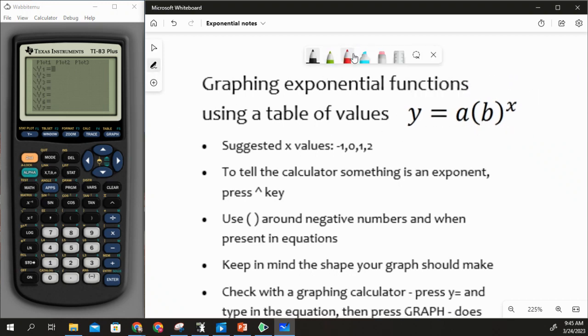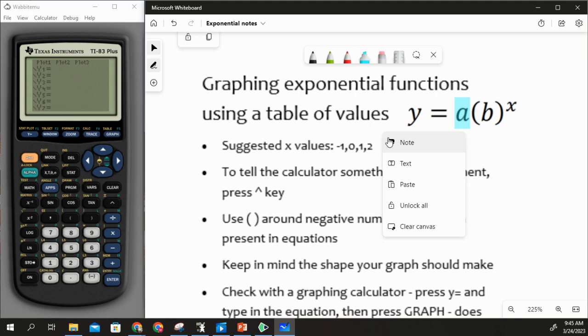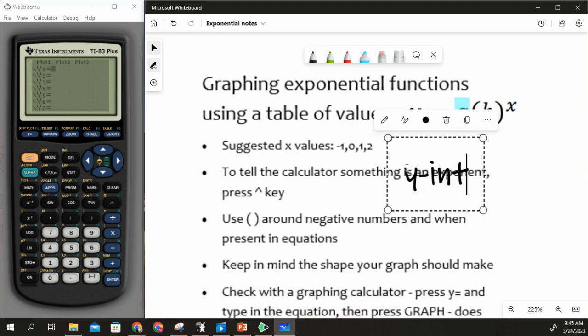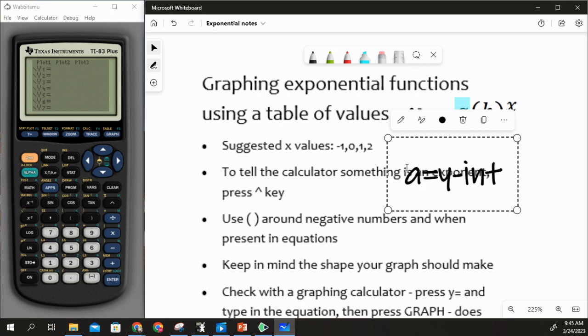So, first off, we got this letter here in the front, A. Let's just highlight that. Let's talk about what A actually is. Now, A here, I'm going to type this out, is the y-intercept. I'm going to scale this down a bit.